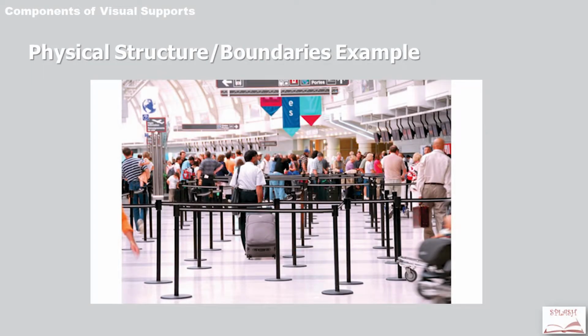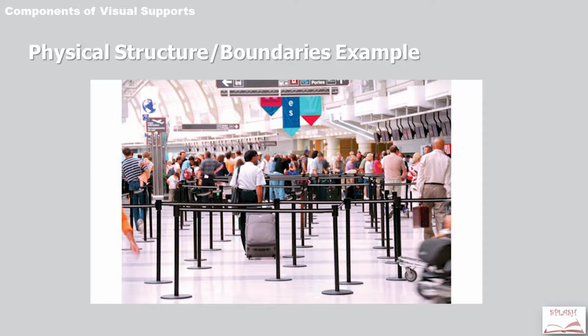Let's take a look at the physical layout and boundaries of this airport. The airport has physical boundaries that identify spaces. Upon entering the space, guests can identify where they may need to go based on physically designed walkways. Environmental arrangement and signs within the space are used to identify the activities that are taking place in each area. For example, security, check-in, baggage claim, etc.